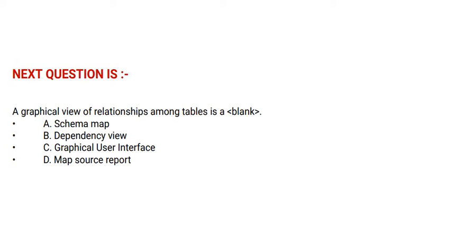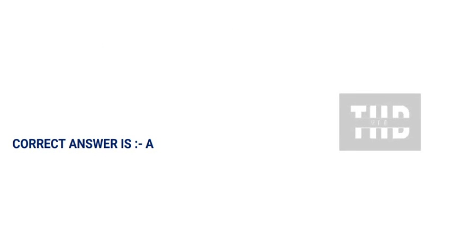Next question is, a graphical view of relationships among tables is a? Option A. Schema map. Option B. Dependency view. Option C. Graphical user interface. And option D. Map source report. And the correct answer is option A.